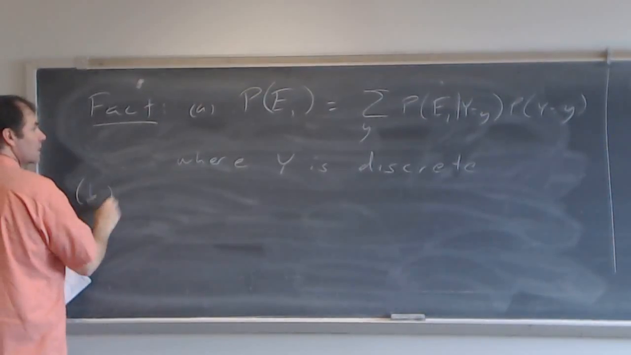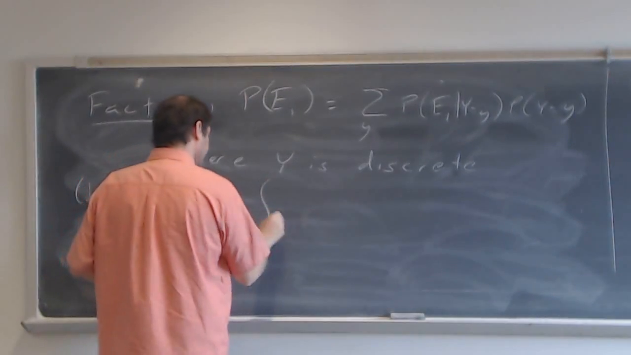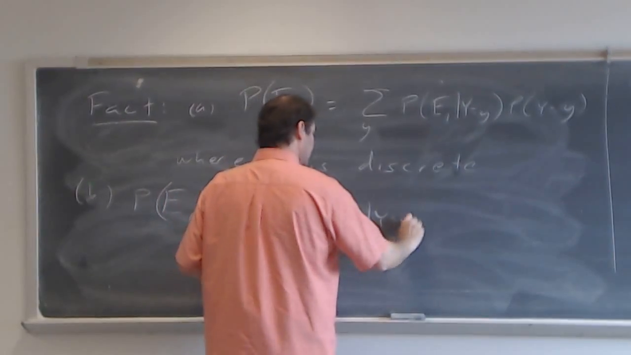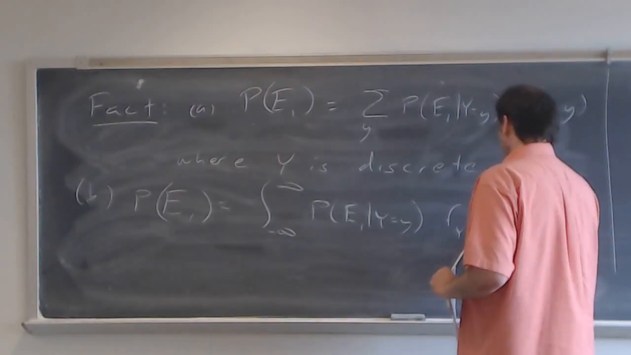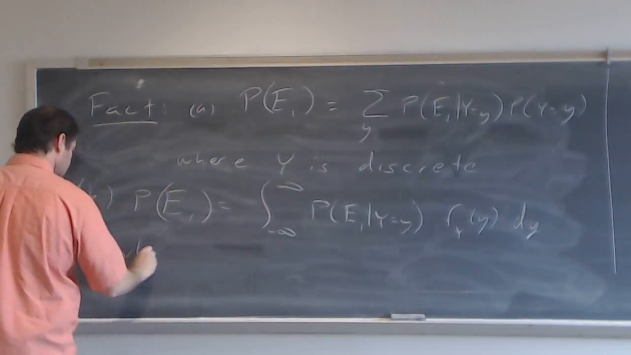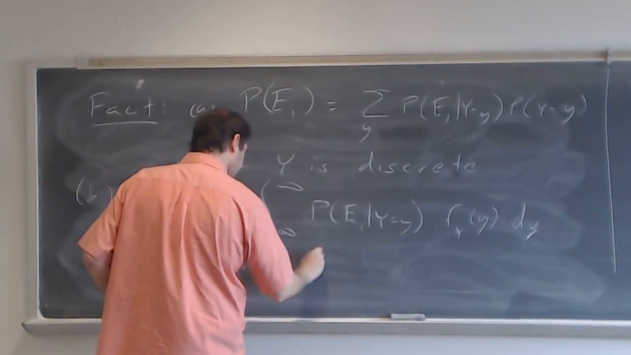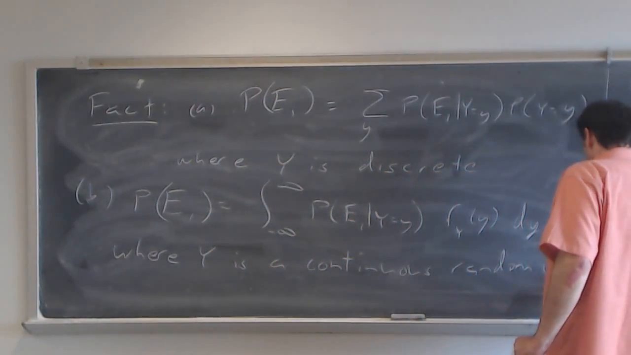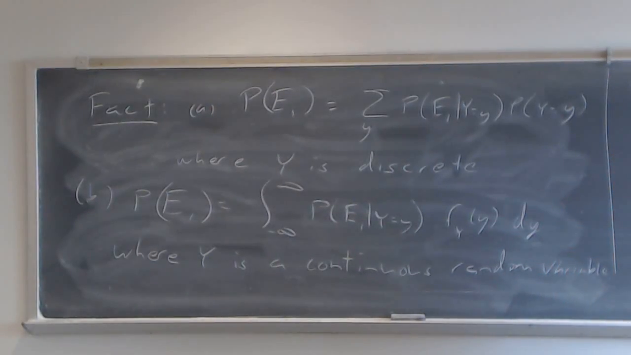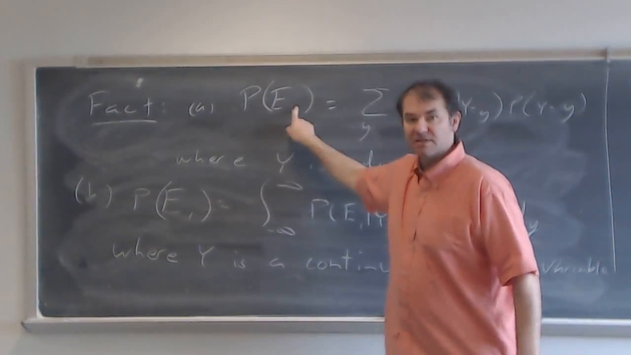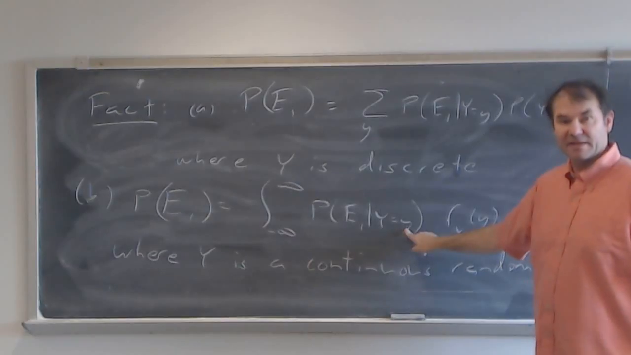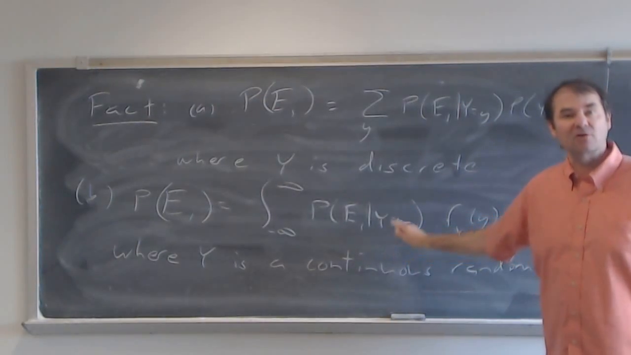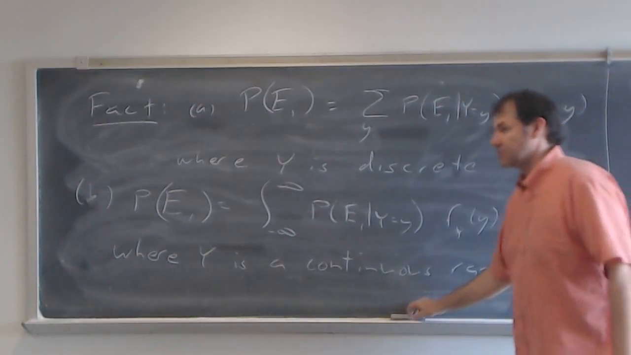In part B, it says the probability of E sub 1 is equal to the integral from minus infinity to infinity of the probability of E sub 1 given Y equal to y, times f sub Y of y, dy, where Y is a continuous random variable. We're thinking of these facts as being useful for calculating the probability of an event where you do some kind of conditioning on something that affects that event happening. So the probability of E sub 1 given Y might be easy to calculate provided you pick the right Y to condition on.